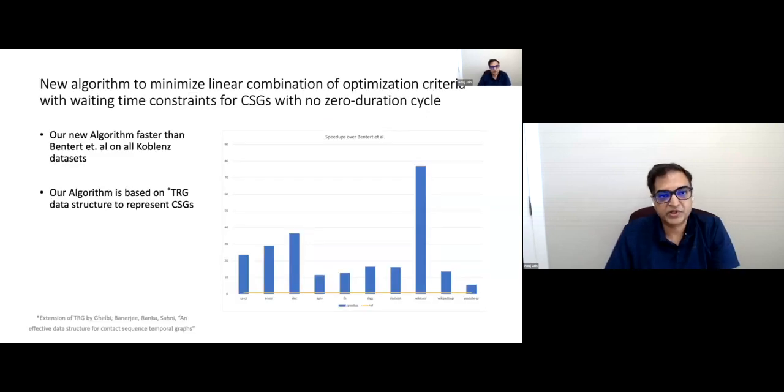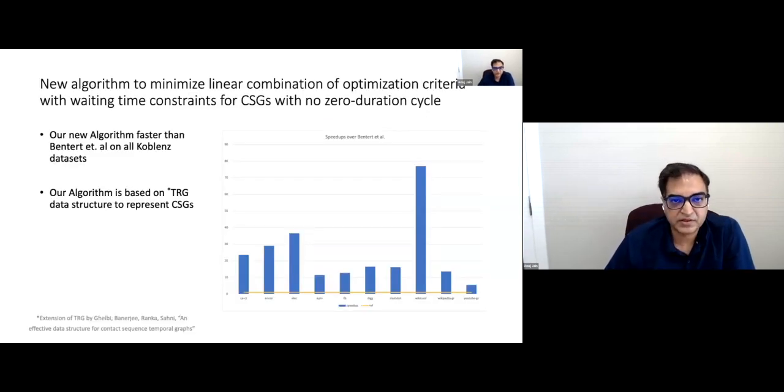So we also propose a new algorithm to minimize that linear combination with all those criteria described above, and with the waiting time constraints, for the contact sequence graphs. However, our algorithm allows only graphs with no zero duration cycle. That means that there cannot be a cycle in the contact sequence graph such that every edge on the cycle has a zero travel time.